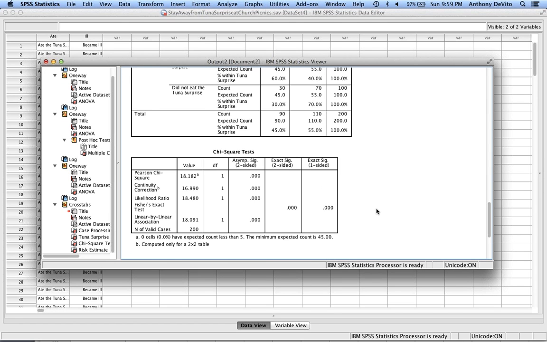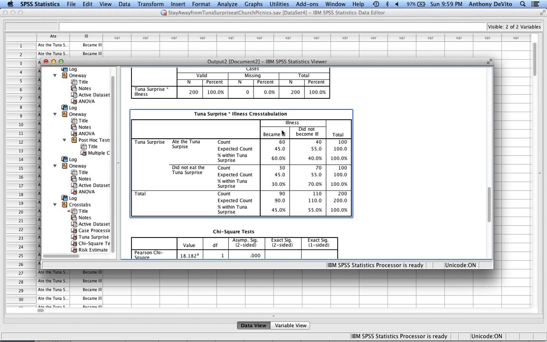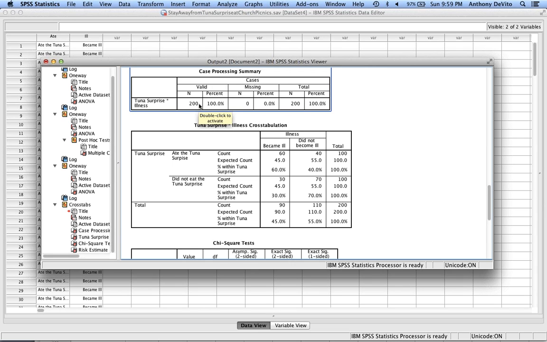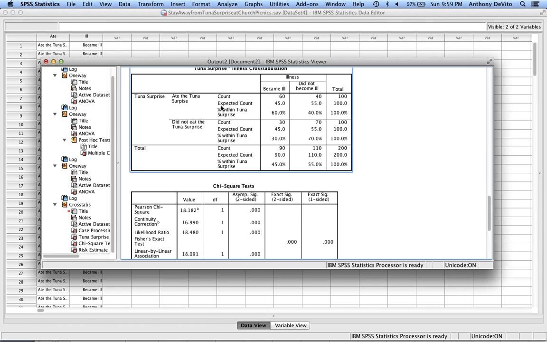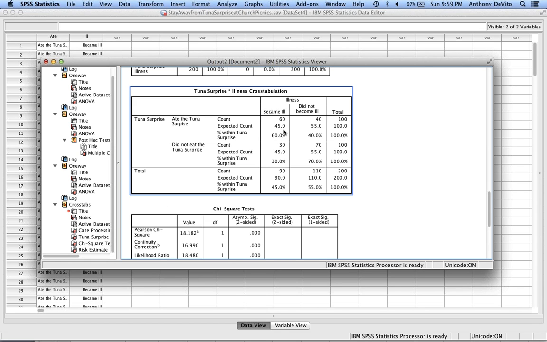Okay, so what do we get? Let's take a look. First thing it tells us is that there were 200 people in this study, and we have responses for everybody. There are no missing values. Then we go down here and we see our crosstab table. Here's our exposure, tuna surprise, ate it, didn't eat it, and our columns, became ill, did not become ill. What are the counts, our observed values? 60 and 40, 30 and 70, as we expected.